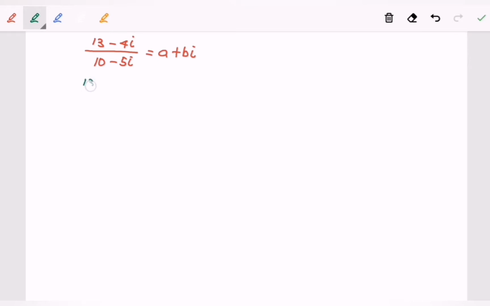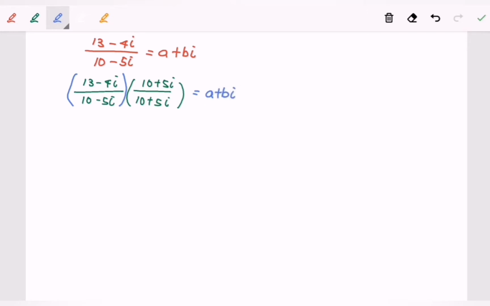So 13 minus 4i over 10 minus 5i. The conjugate would be 10 plus 5i. Next, what we have to do is to expand for the left hand side. So we will have 130 plus 65i minus 40i minus 20i² over.